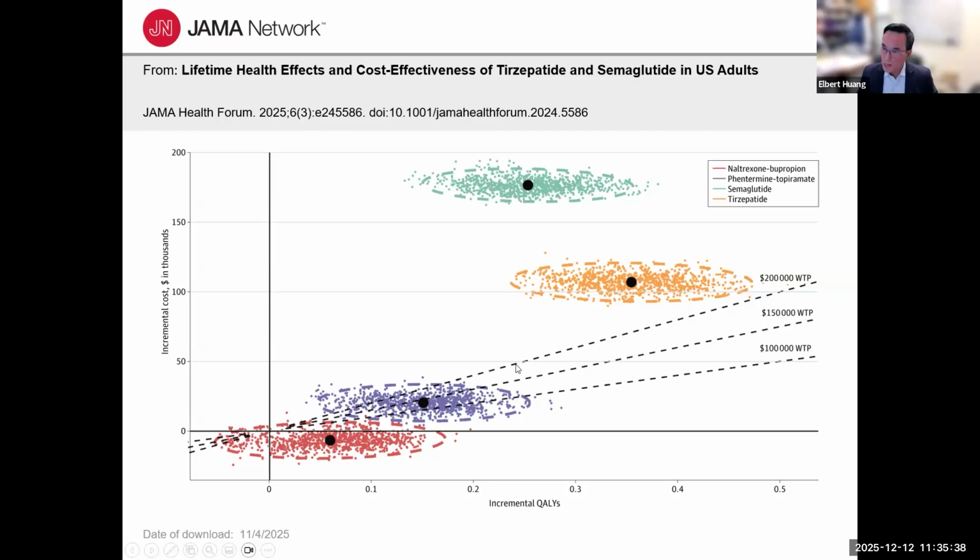Not surprisingly, tirzepatide and semaglutide are not cost effective based on this analysis. However, the older drugs for anti-obesity are actually cost effective. And in the case of naltrexone bupropion, it actually saves money. So what we did with this paper was also tell the drug companies how much their price would have to be reduced in order to be below these thresholds.